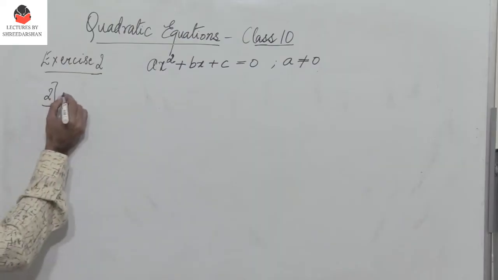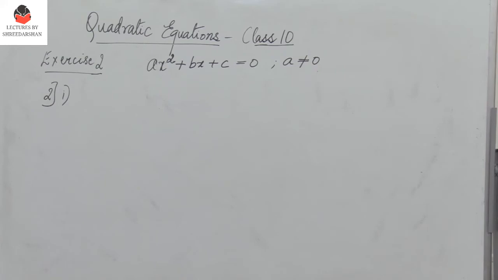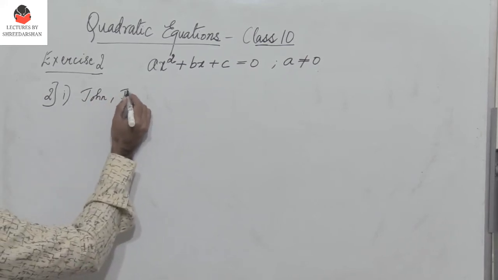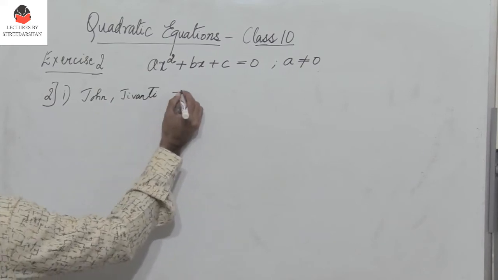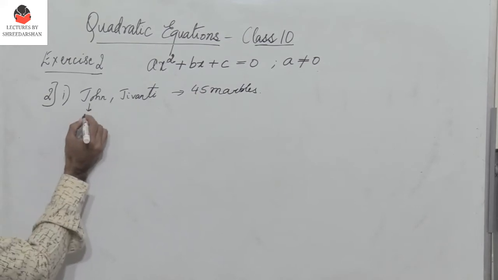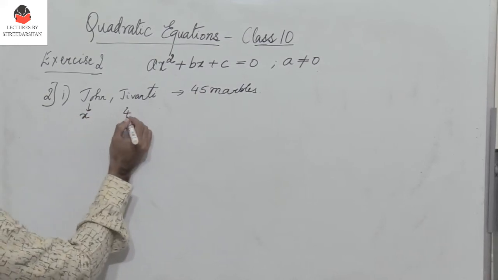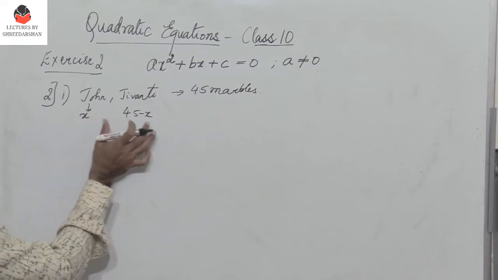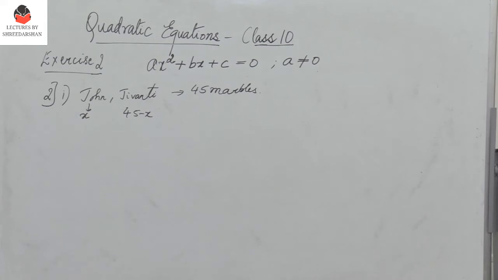So problem 2, we have two subdivisions and we need to solve the problems given in the first example. So there are two of them. There are two friends, John and Jivanti, and both of them have 45 marbles. If we assume that John has x marbles, Jivanti will have 45 minus x, because when you add both of them, the number of marbles which both of them have will be 45. Now John has lost 5, Jivanti also has lost 5 marbles.